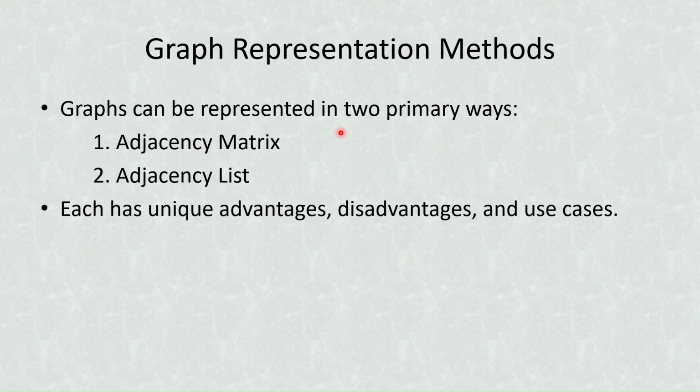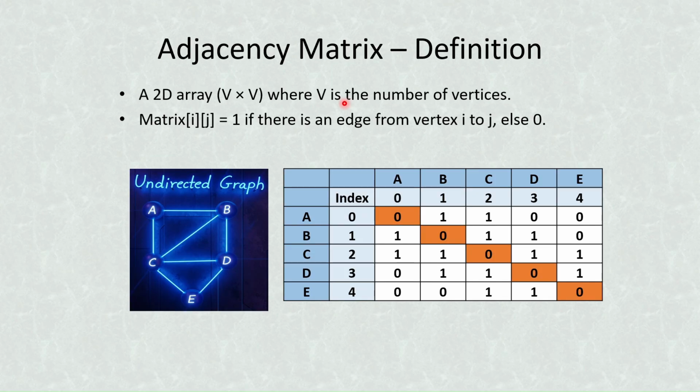There are two ways to represent the graph. The first one is the adjacency matrix and the second one is the adjacency list. We will see both these methods one by one, as well as the advantages and disadvantages of those methods. Let's start with the first graph representation technique, that is the adjacency matrix.